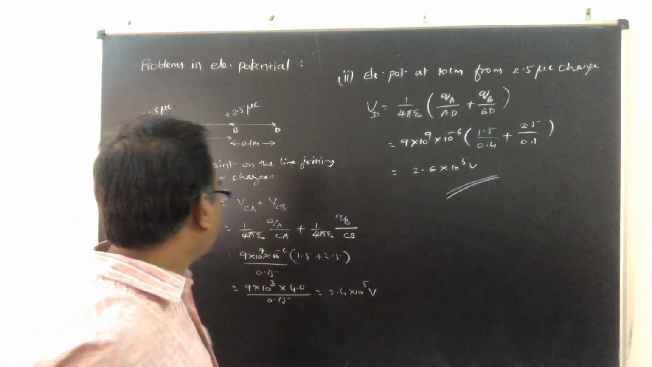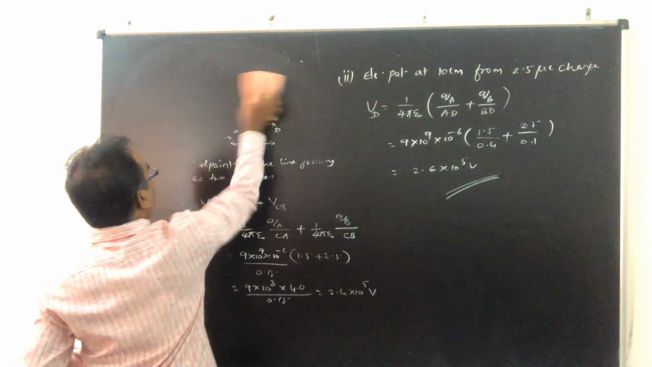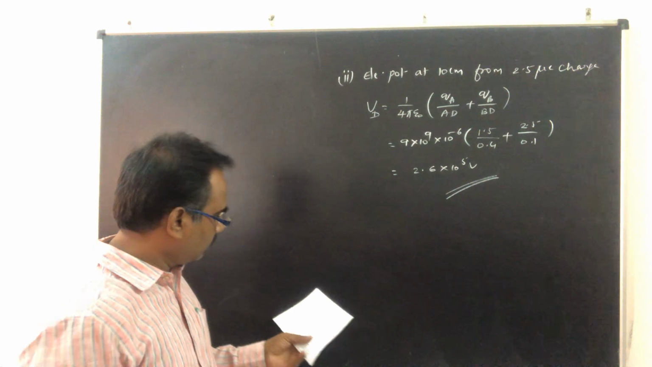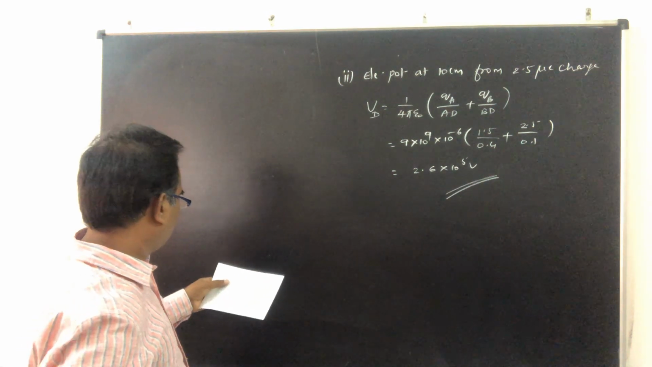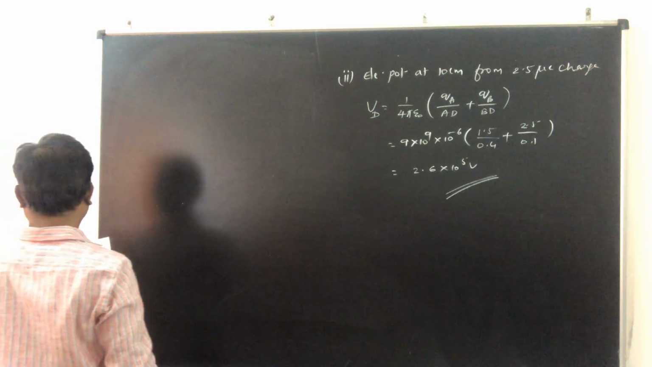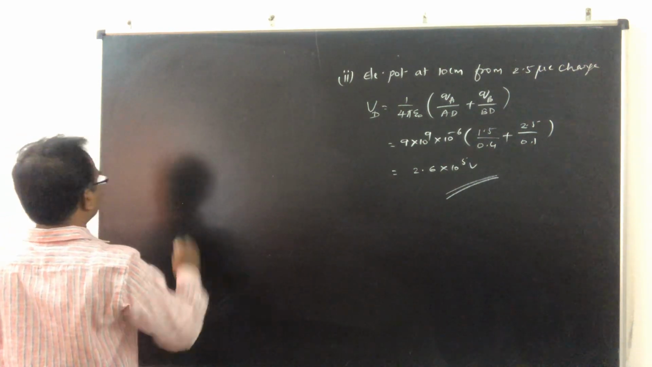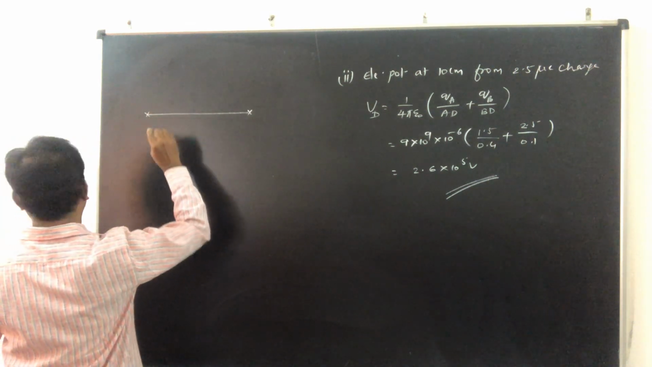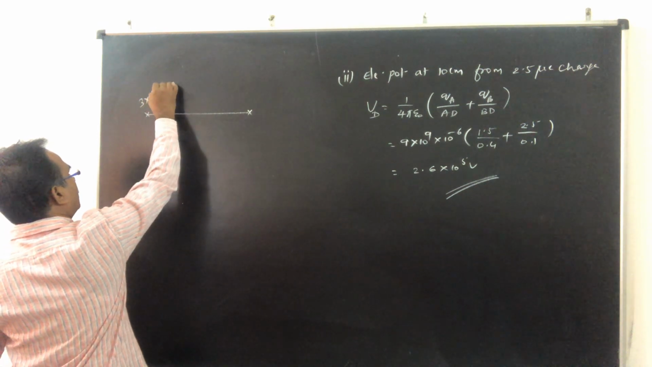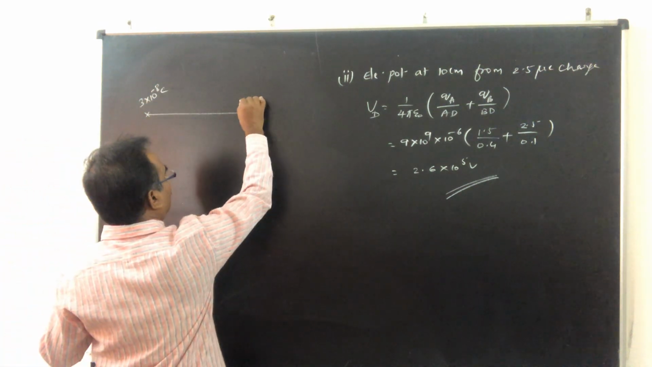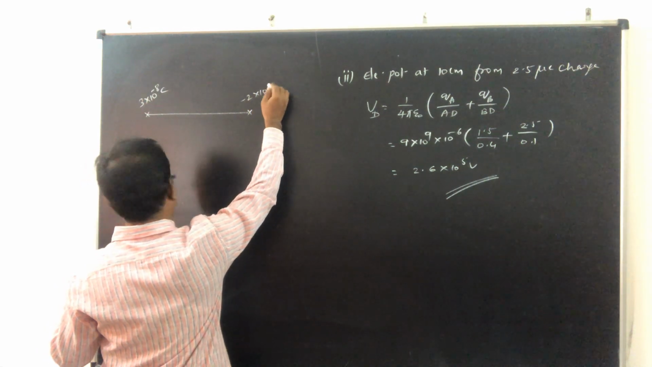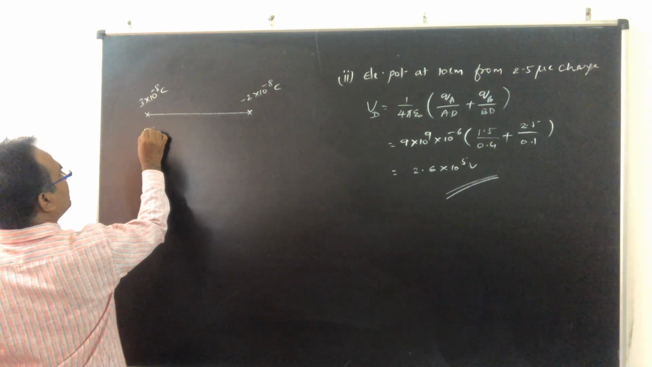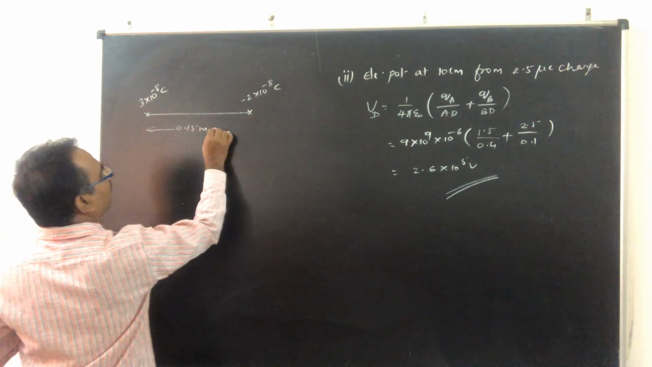The second problem goes like this. There are two charges separated by 15 centimeter apart. The first charge is 3 into 10 to the power of minus 8 coulomb, and the second one is 2 into 10 to the power of minus 8 coulomb. These two are separated by 15 centimeter. That means 0.15 meter.